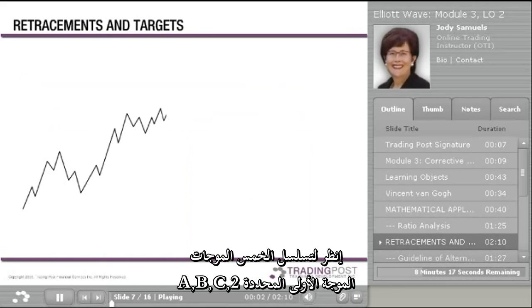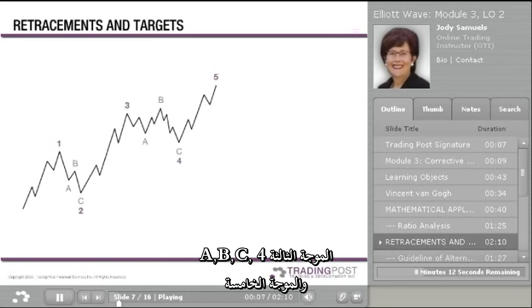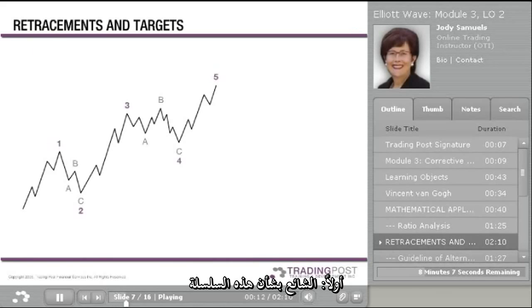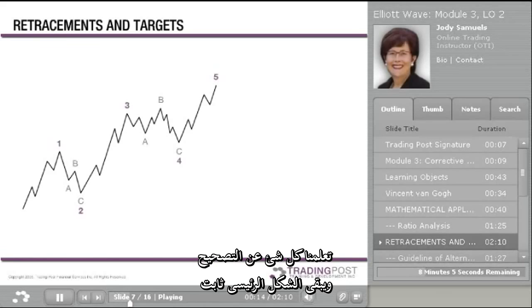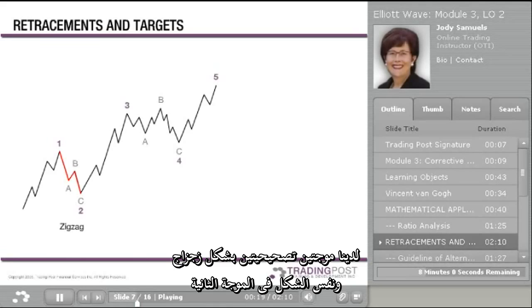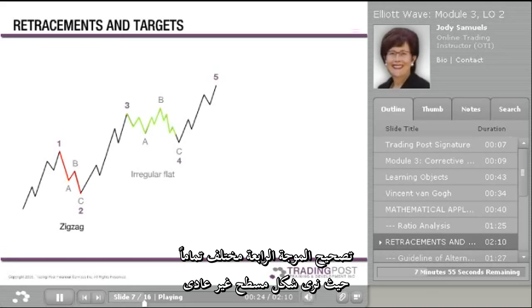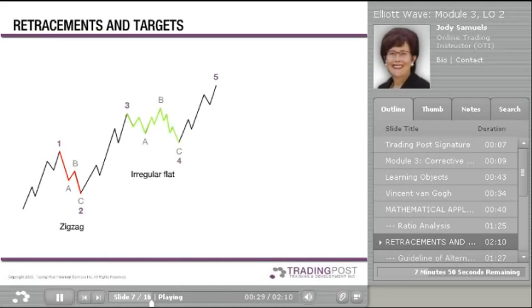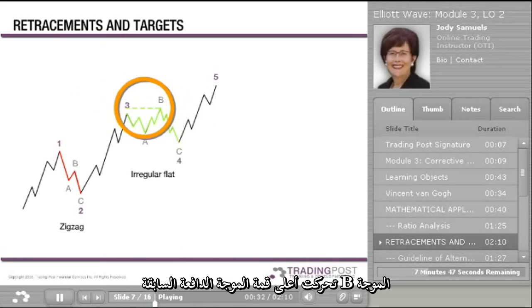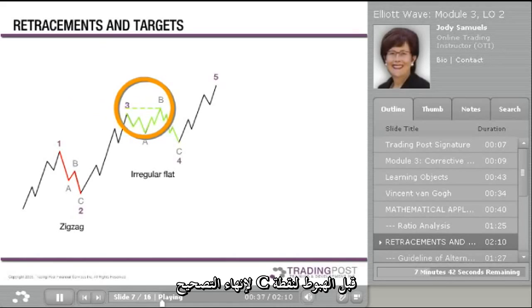Take a look at this 5-wave sequence labeled 1 ABC 2, 3 ABC 4, and 5. First, a comment about that sequence. We just learned all about corrections and the forms they may take. Here we have a wave 2 correction, which is a zigzag and very typical of wave 2s. The wave 4 correction is very different, as it takes the shape of an irregular flat, where the B wave travels above the top of the previous impulse wave before making its way down in a C wave to complete the correction.